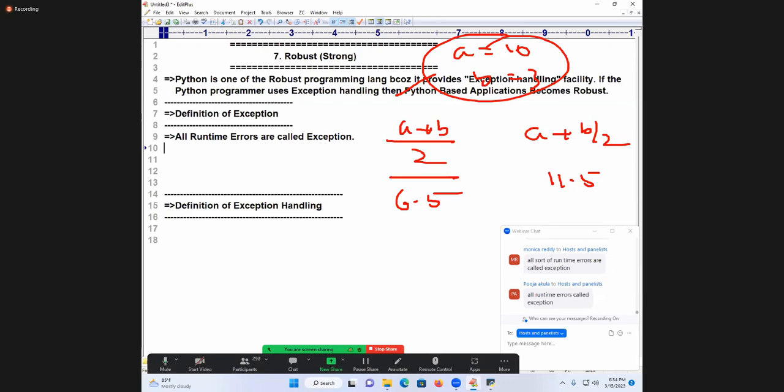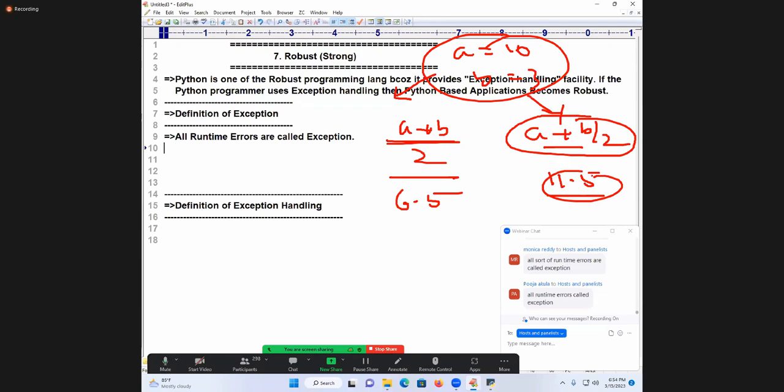They asked you to calculate (a plus b) by 2. By mistake, he has written this answer. What is the answer he is getting? Is the logic correct or not? Wrong, because the question is given like this, but by mistake you are writing something else. An answer is coming, but it is giving a wrong result. PVM doesn't know logic. PVM will execute the logic that you have written.